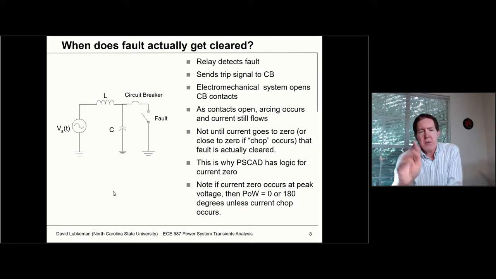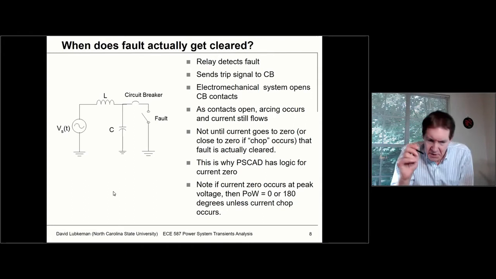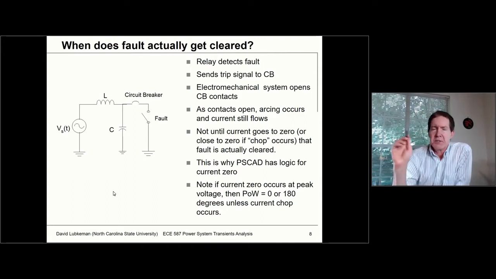The other thing we've got to factor into this is what's going on when we clear the fault, and why I'm basically saying this fault is going to be cleared at zero crossing. This isn't a course on circuit breakers, but I just want to talk a little bit about what's involved in this circuit breaker clearing this fault.